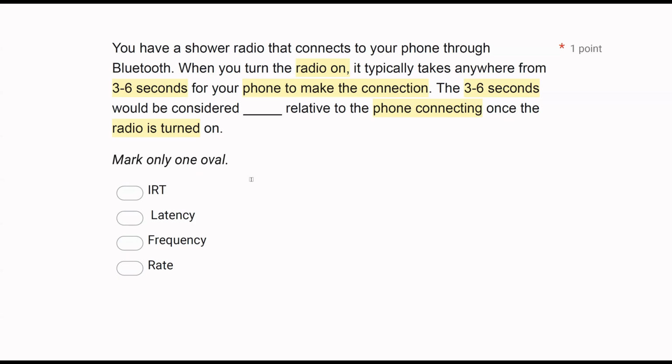Inter-response time is time in between responses. Latency is time in between the SD and the first response. That's the key difference between inter-response time and latency. So this is the latency between that radio turning on and the phone making the connection. Why is it not frequency? Well, we're not making a count of anything, and it can't be rate because we don't have a frequency. So we're looking at latency. Latency between that radio turning on and the connection being made.